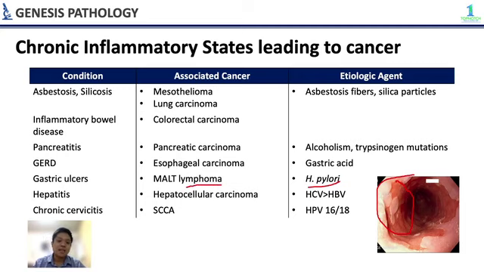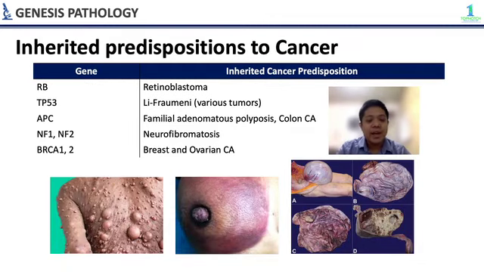You have your hepatitis leading to hepatocellular carcinoma. So hepatitis C and hepatitis B both produce it, pero mas common sa HCV. So isipin niyo lang C chronic. Okay? And then you have cervicitis leading to squamous through HPV 16 and 18. Inherited predispositions to cancer include retinoblastoma, Li-Fraumeni, APC, producing familial adenomatous polyposis and colon CA. So NF1 and NF2 producing neurofibromatosis, and BRCA1 and 2 producing breast and ovarian CA.